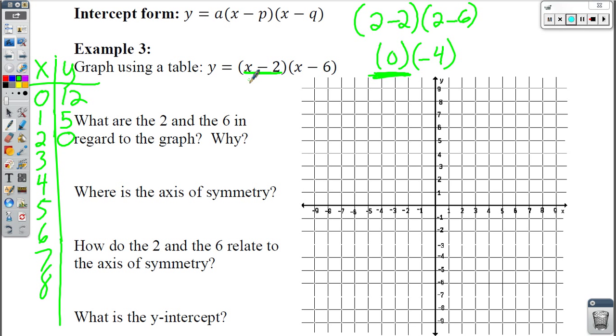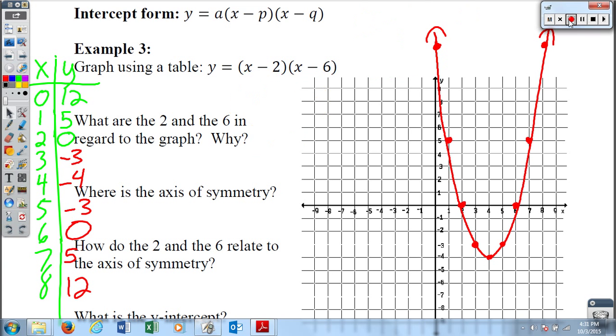Well, let's think about how else we could get a 0 in there. The other set of parentheses is x minus 6, so what happens if we plug in 6 then? So we get 6 minus 2 and then 6 minus 6. Well, in the first set of parentheses, that's 4. And in the second set of parentheses, 6 minus 6 is 0. Hey, we get 0 again. That's kind of nice. Then we'd want to go through and find the y values for all of those other x values. And if you plug all those in and then graph the points, this is the quadratic that you get.